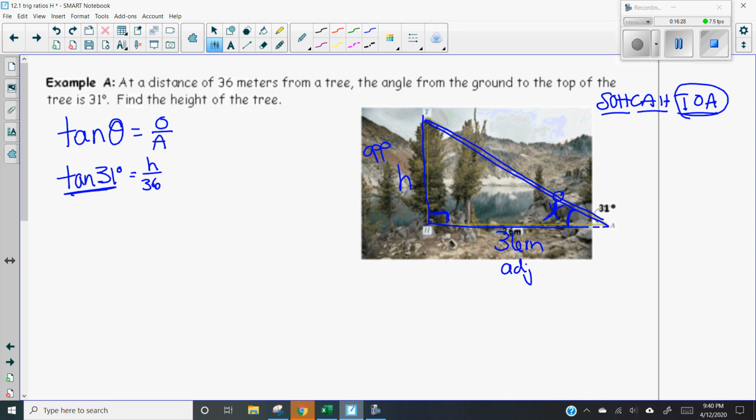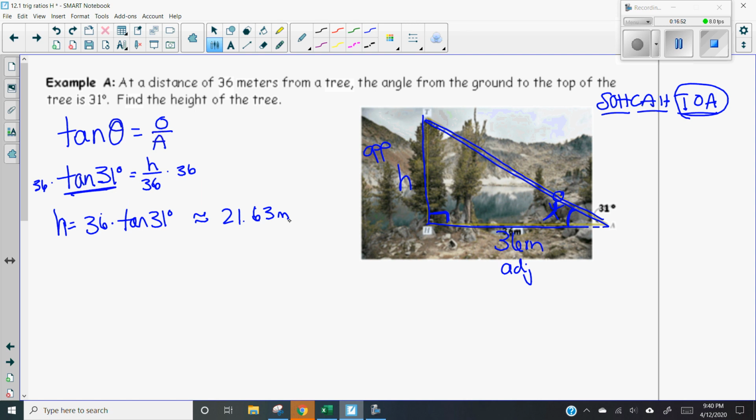So we want to get H. Let's get rid of the 36. We're going to multiply both sides by 36. So H is equal to 36 times the tangent of 31 degrees. We'll just put that right in the calculator. It's approximately 21.63 meters.